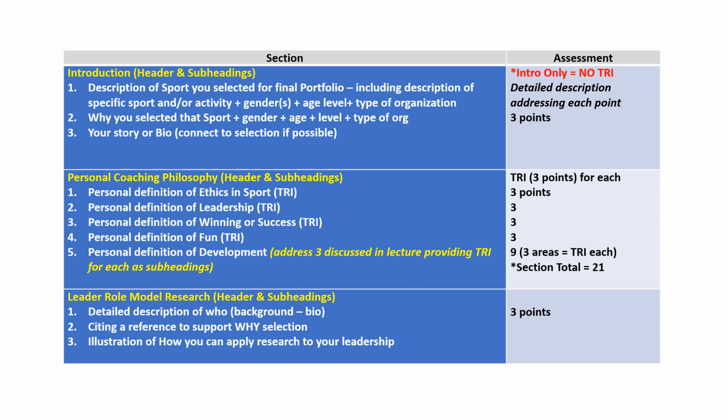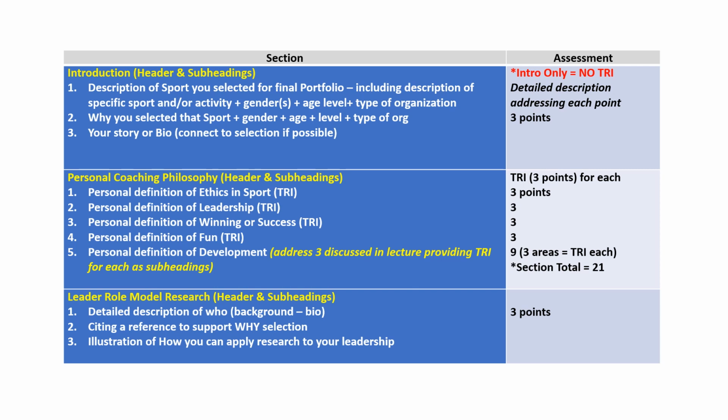Number two then should be a subheading of why I selected the sport. Just give a brief overview of that. And then number three, kind of your story, your bio, make the connection to the selection if possible. All right, that's 3 points.